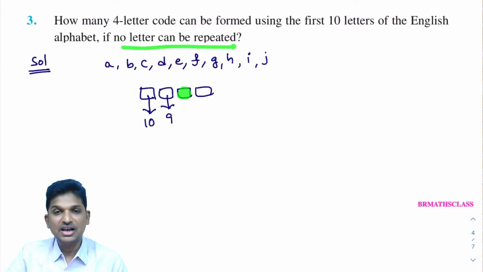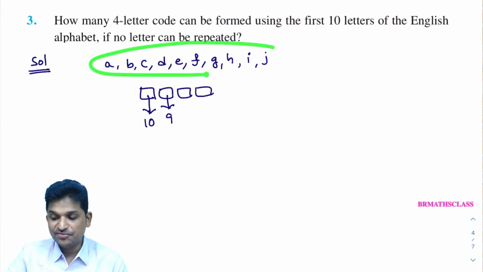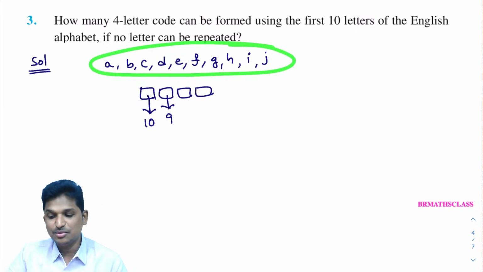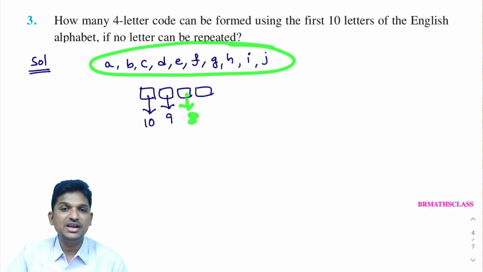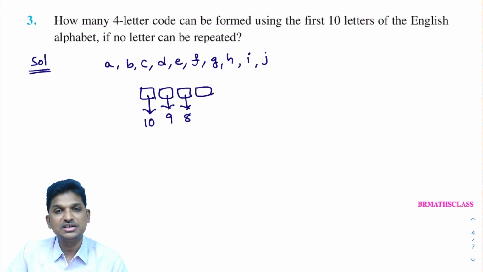Repetition is not allowed. What letters you wrote in the first box and second box, those letters you cannot write in the third box. So here I already used 2 letters from 10 letters. Now how many letters are remaining? 8 letters are remaining. So this third box can be filled in how many ways? Third box can be filled in 8 ways. So I'll write the same thing. Third box can be filled in 8 ways.